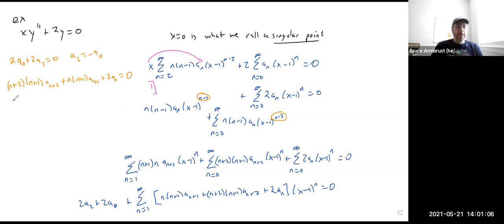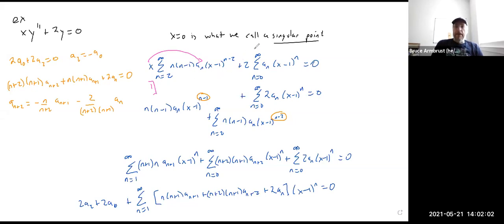Now, if I solve this for a sub n plus 2, kind of like we did before, I want you to notice something. We're going to get negative n over n plus 2 times a sub n plus 1 minus 2 over n plus 2 times n plus 1 times a sub n. This recursive relationship, we actually need to know the two previous terms to get the next one. So like if we want, say, a sub 5, I need to know a4 and a3. And that's a little bit different than what we saw before. The one we saw before, you only need to know one of the previous terms. But in this case, we actually need to know multiples.